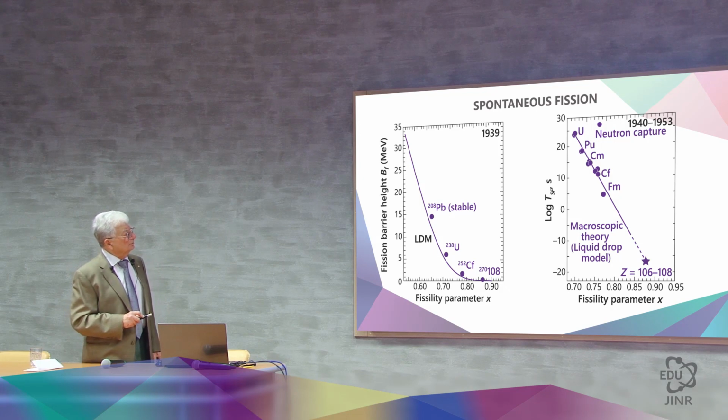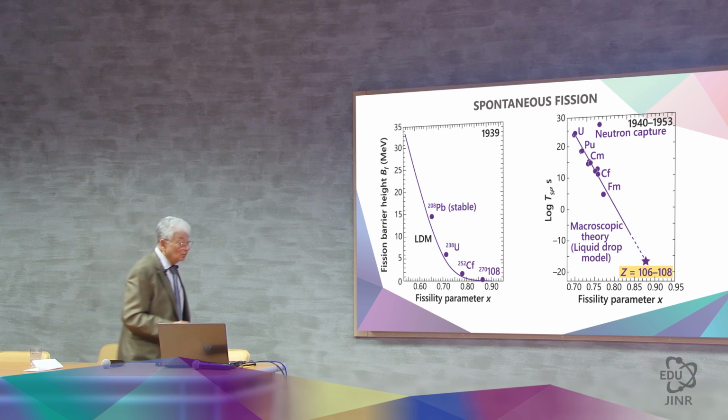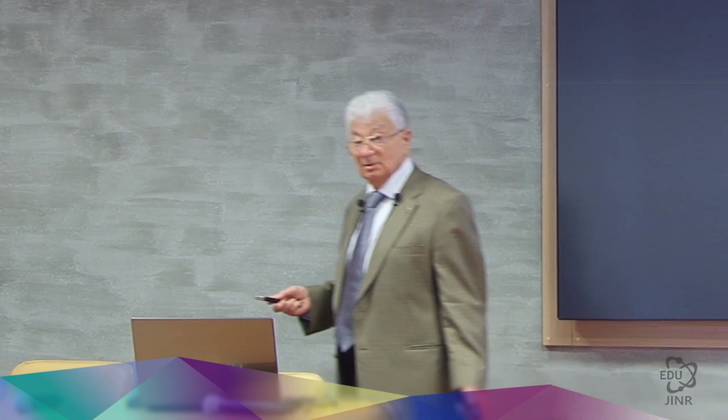It is easy to see that if this continues in the same way, then the 106th or 108th element will have such a short lifespan that it makes no sense to even talk about an atom, because the nucleus will decay before orbital electrons will appear around it. This is the limit of the material world.